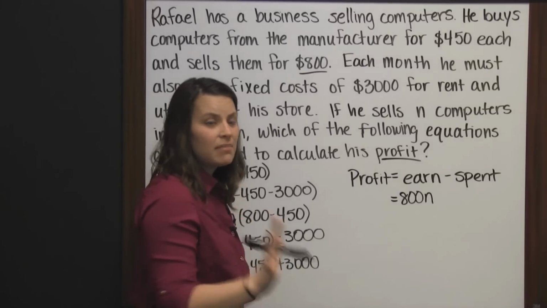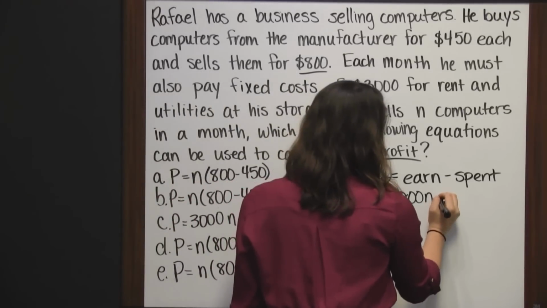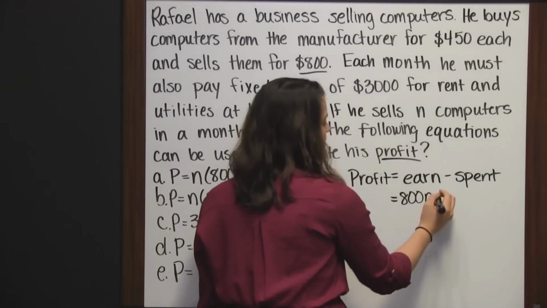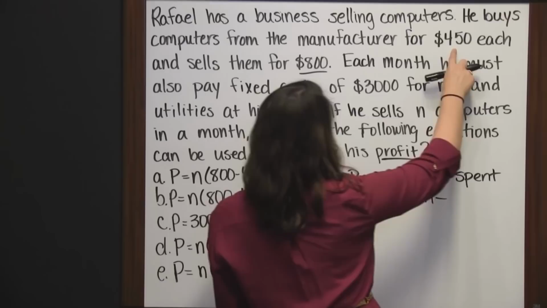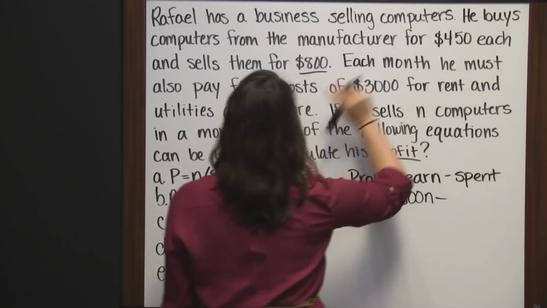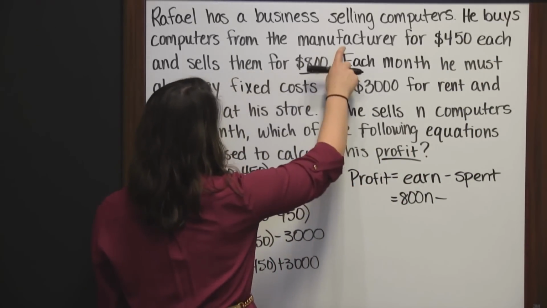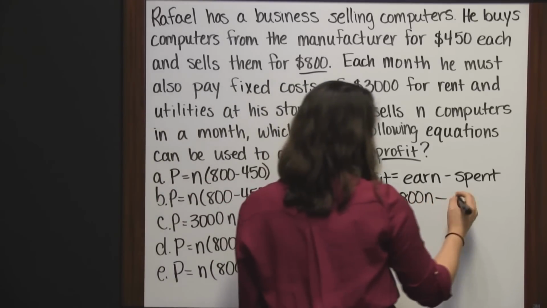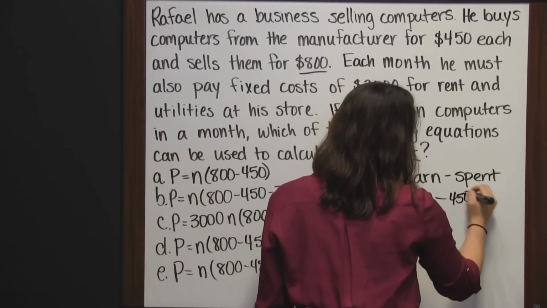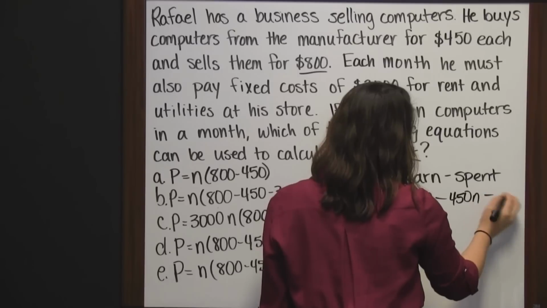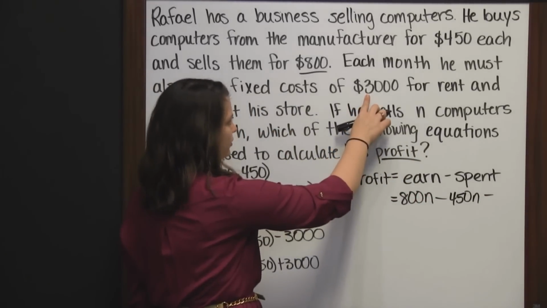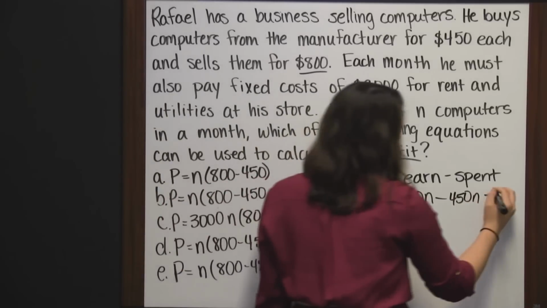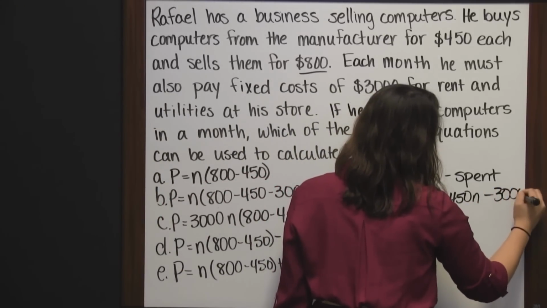And that's all the money he makes, so everything else is money he spends. So from the money he earns, we need to subtract $450 for each computer, because that's how much he has to pay the manufacturer. So minus 450 n. And we also have to subtract $3,000 flat. So just $3,000.